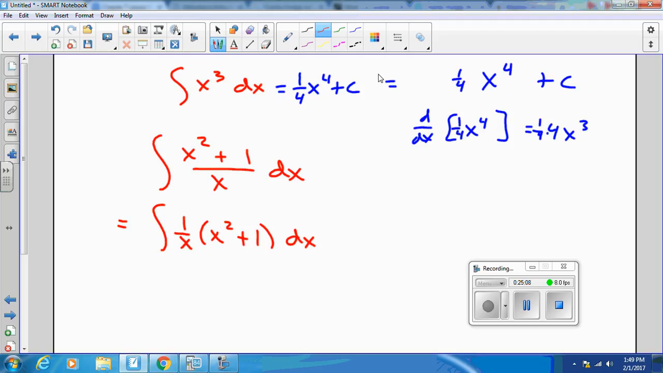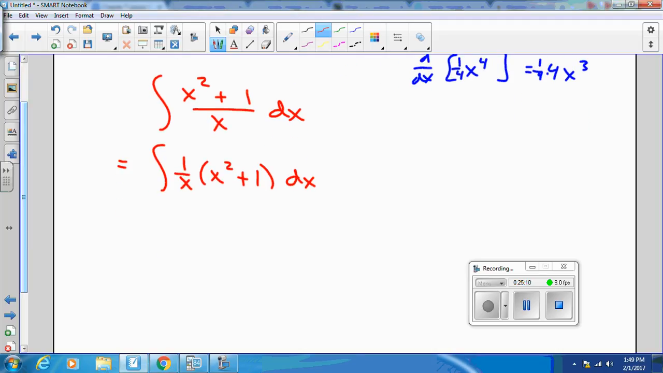Because division is the same as multiplying by the reciprocal, I can rewrite the integrand as x squared plus 1 times 1 over x. Distribute. And get the integral of x plus 1 over x dx. And now I consider the function, let's see, what's the function whose derivative is x? Good. And what's the function whose derivative is 1 over x?